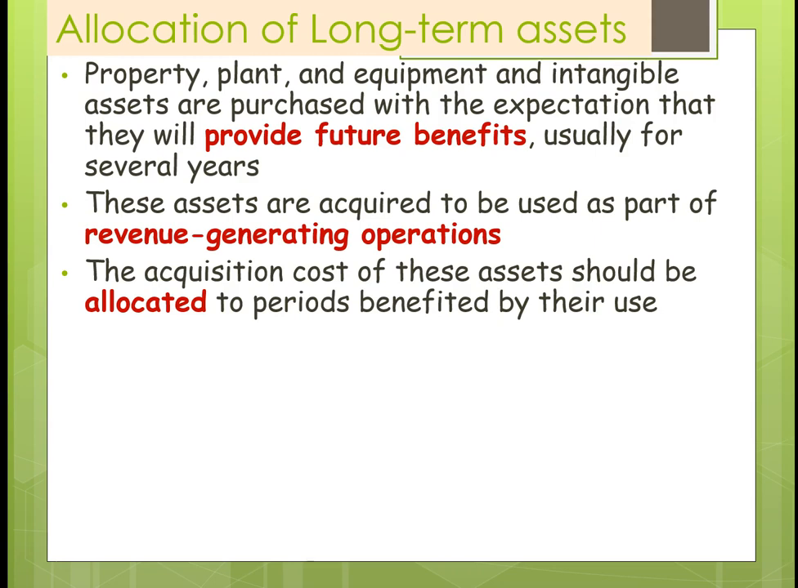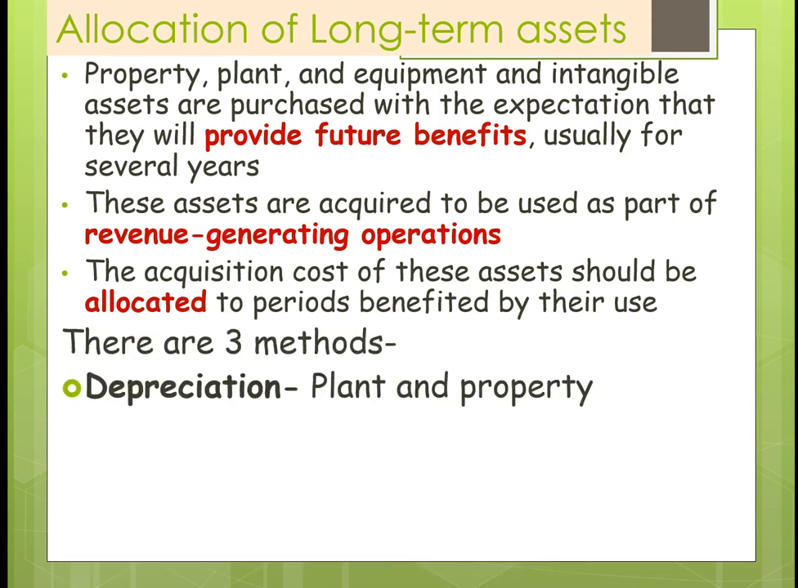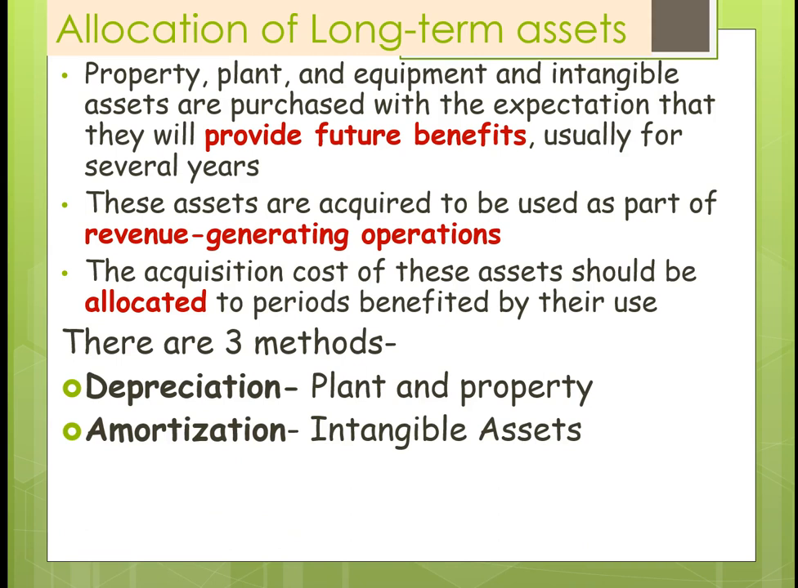We have three methods. Depreciation. This is used for tangible assets, plant and property, and equipment. Amortization is for intangible assets. Usually, you do not have a separate account for these, whereas with depreciation you do. You have a contra account called accumulated depreciation. For intangible assets, normally when we write it off, we take it directly against the asset account.